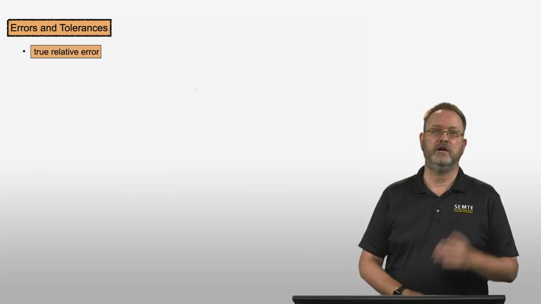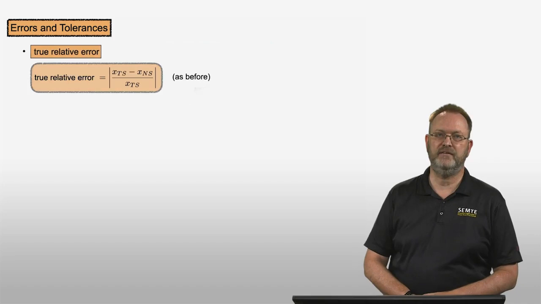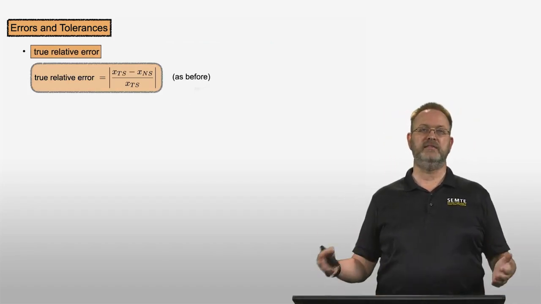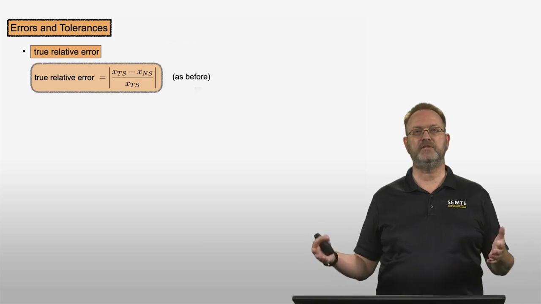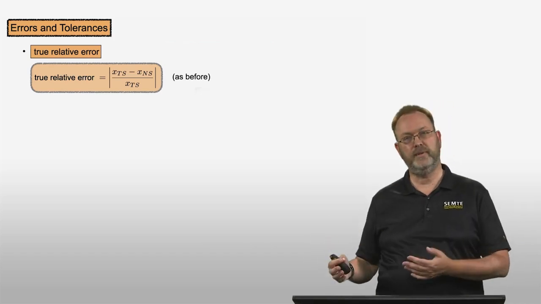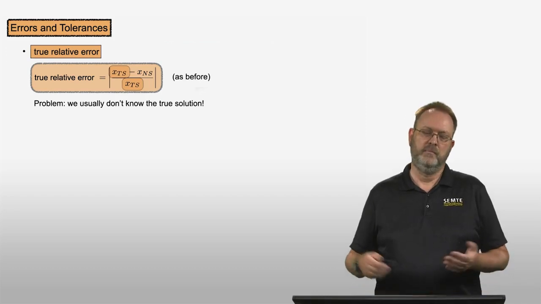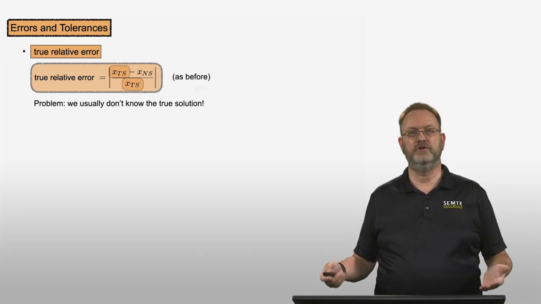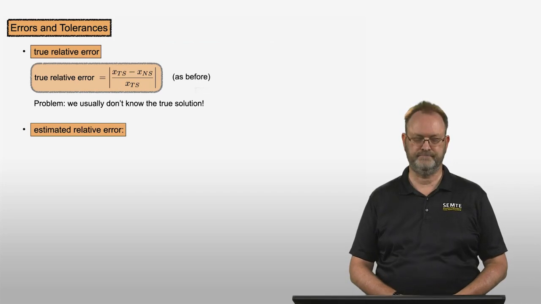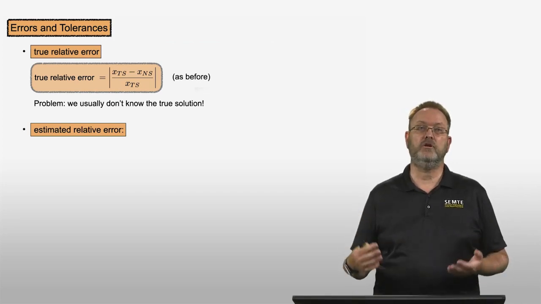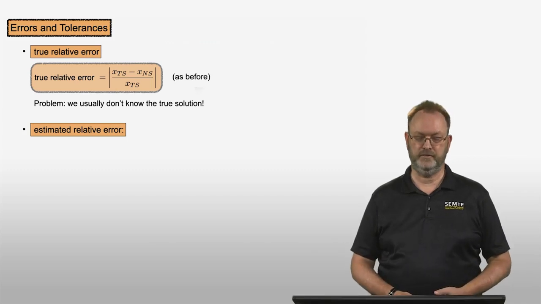Okay, let's talk about the true relative error. That is similar to the definition as before. In this case, the true relative error is the absolute value of the true solution minus the numerical solution, divided by the true solution. Problem is, of course, we don't usually know the true solution. And that's why we typically use the so-called estimated relative error.